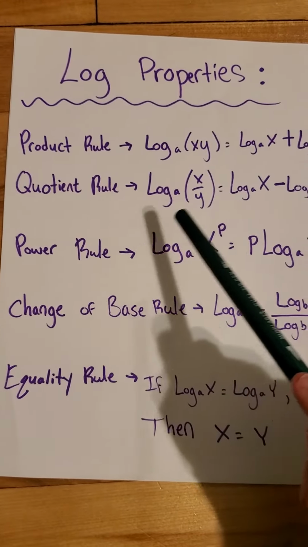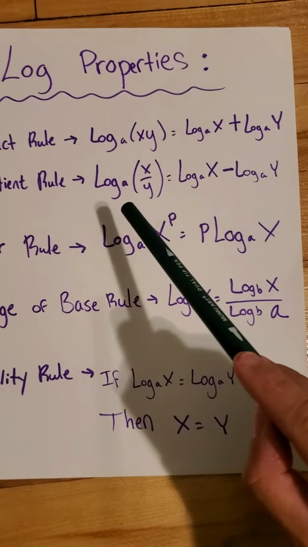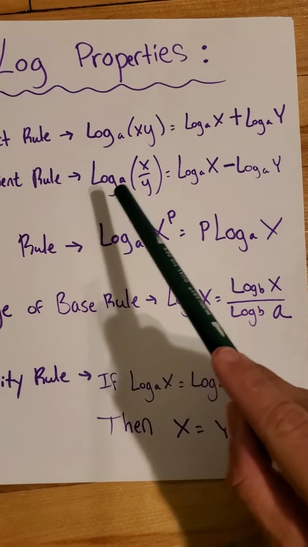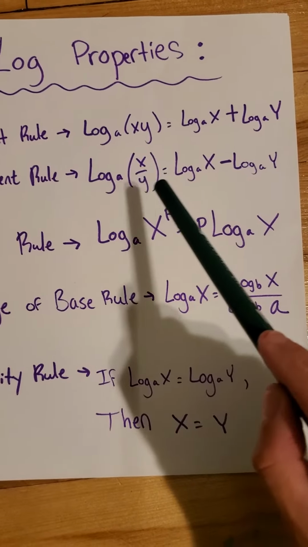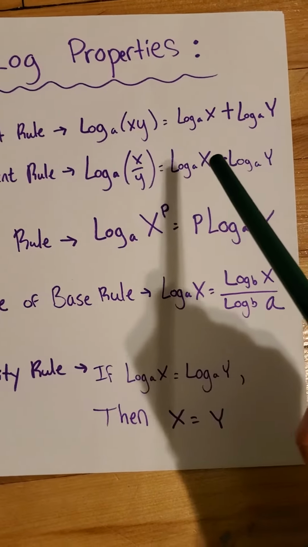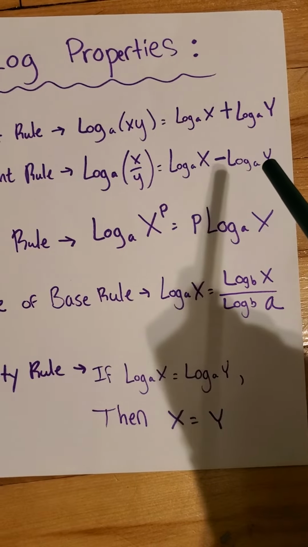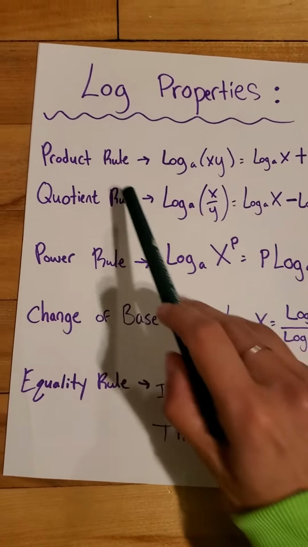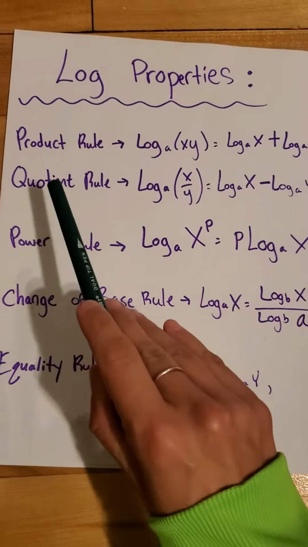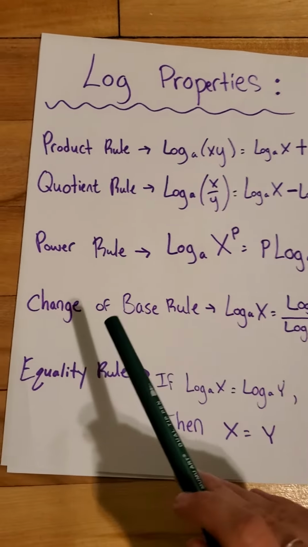The quotient rule, like division. For an example, we have log of A, x over y equals log of A, x minus log of A, y. Product also means multiplication. Quotient also means division, okay?